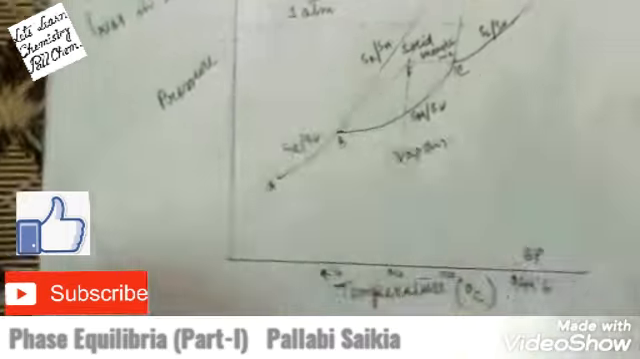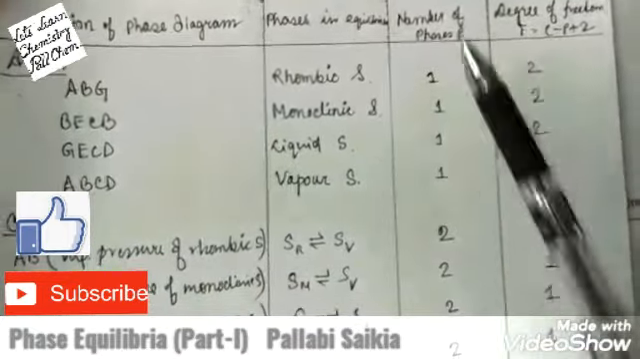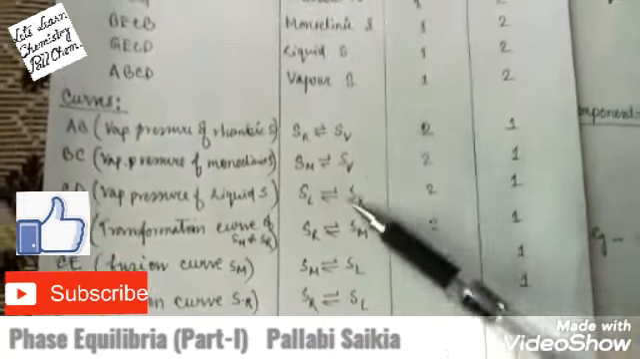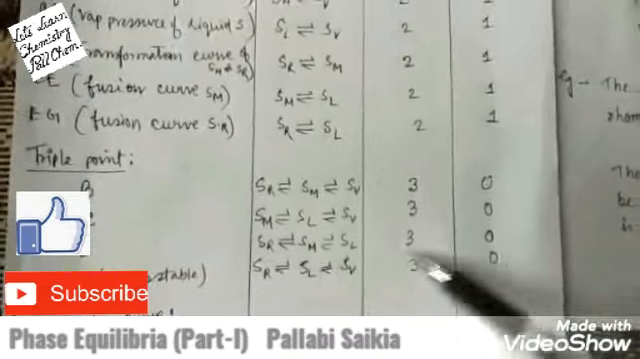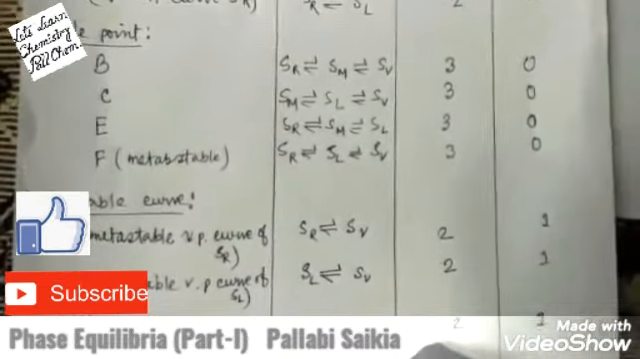So this is the summarized tabular form of the sulfur system. These are the areas, phases, number of phases, and degrees of freedom. These are curves, phases, number of phases, degrees of freedom, and these are triple points, these are metastable equilibrium.